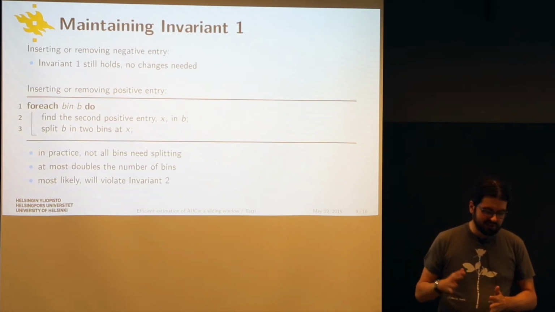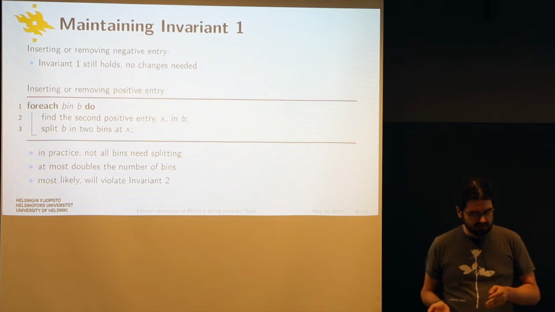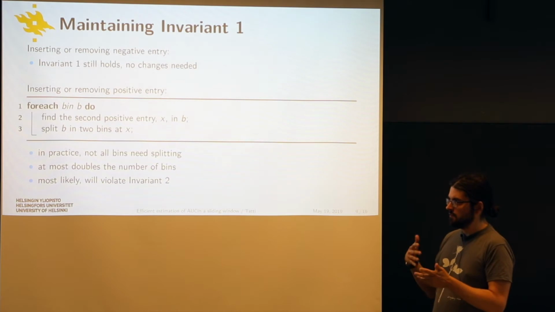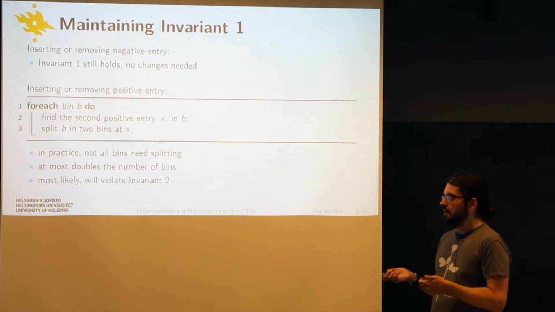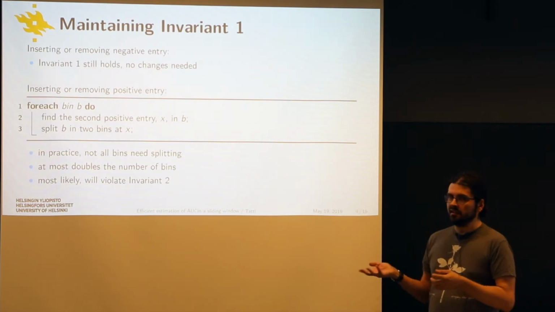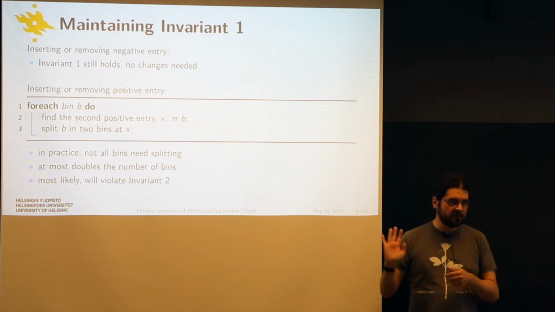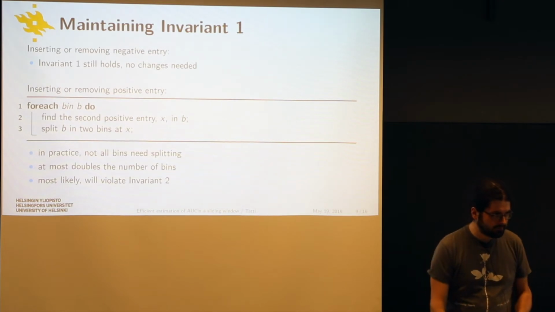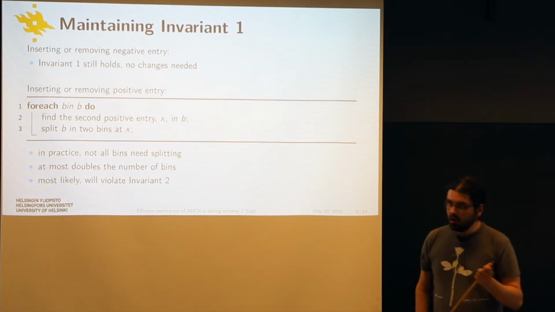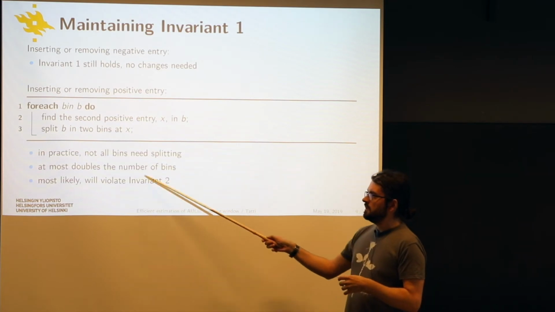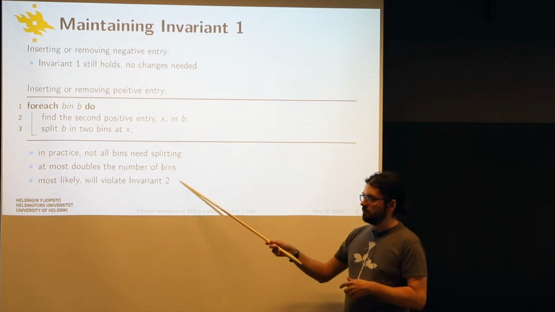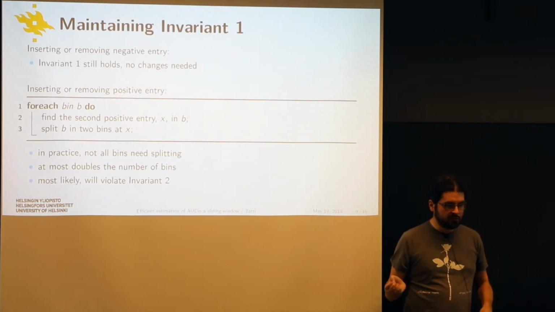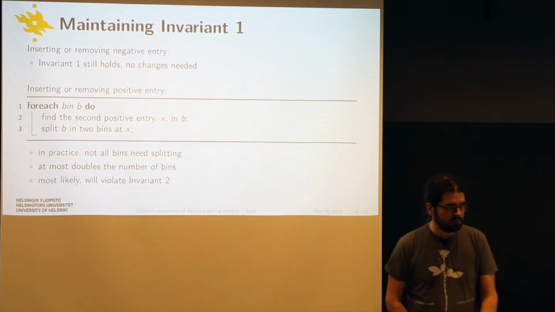In practice, you can show that not all bins need splitting, but it's not only one bin that is splitting. You might need to split multiple ones. But you can also split every one of them, and then the theoretical running time will not suffer for it. You still get the same running time. At most, it will double the number of bins, and most likely it will actually violate invariant number 2. So you will get too many bins, and you have to deal with that as well.